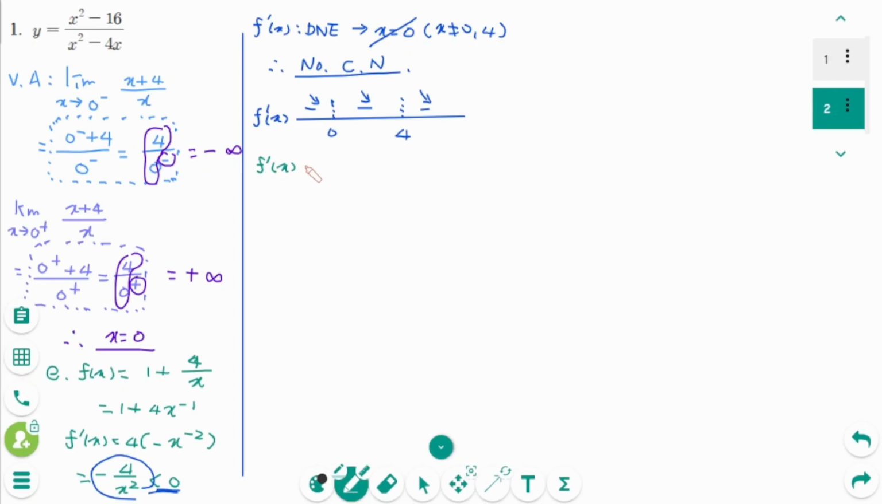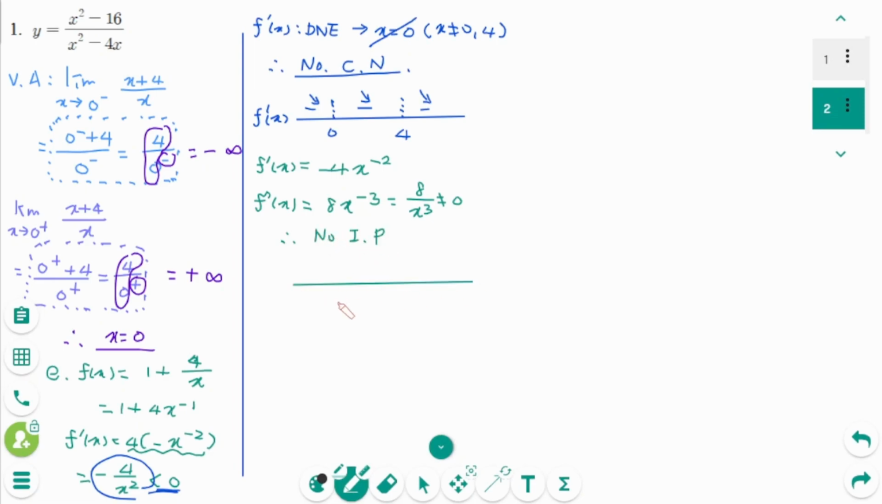F prime of x equals minus 4 x to the power of minus 2. Then f second prime of x equals 8 x to the power of minus 3, which means 8 over x cubed is never be 0. That means there is no inflection point.